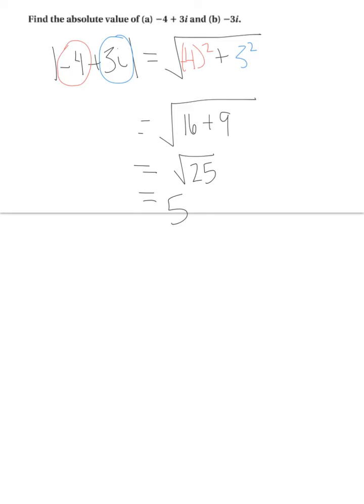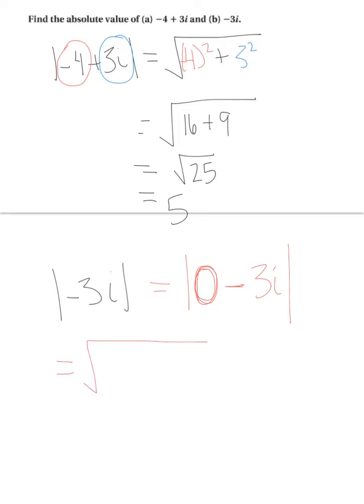Now I would like you to find the absolute value of negative 3i. So you should be able to see that the real number is 0, right? There's no real number, and our imaginary number is negative 3i. So if we want to find the absolute value, that's going to be the square root of 0 squared plus negative 3 squared. And then we would get the square root of 9, which equals 3.